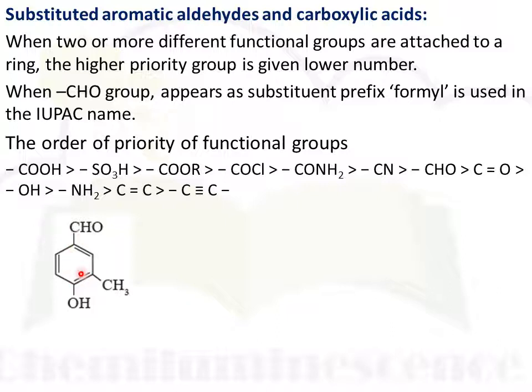Now, once you give numbering to the carbons according to priority, then for writing the name in the IUPAC system, first write the names of the substituents along with their locants. At carbon number 4, a hydroxyl group is present. At carbon number 3, this methyl group is present. So put their names in alphabetical order. Alphabetically, hydroxyl comes first and methyl comes second. Hence, the name of this compound is 4-hydroxy 3-methyl benzaldehyde.